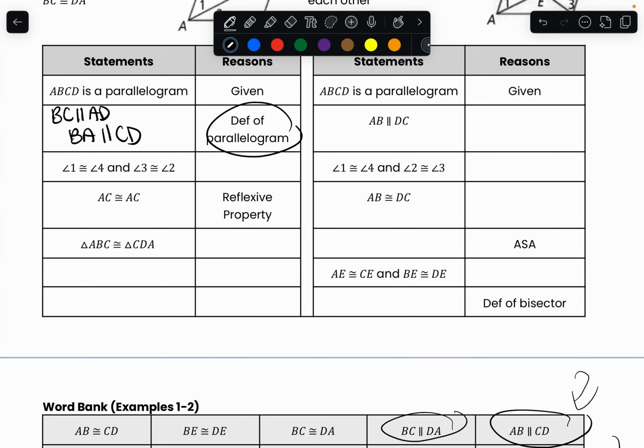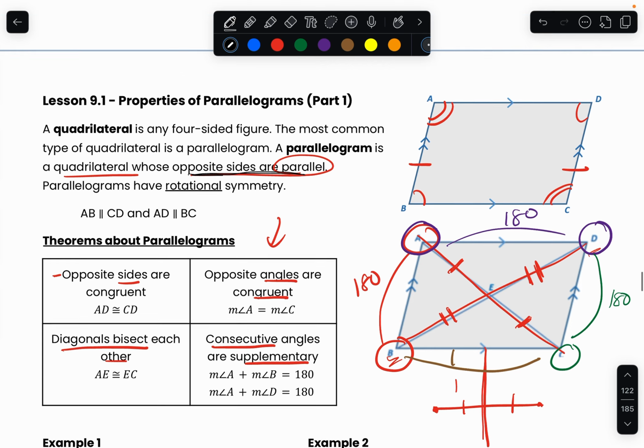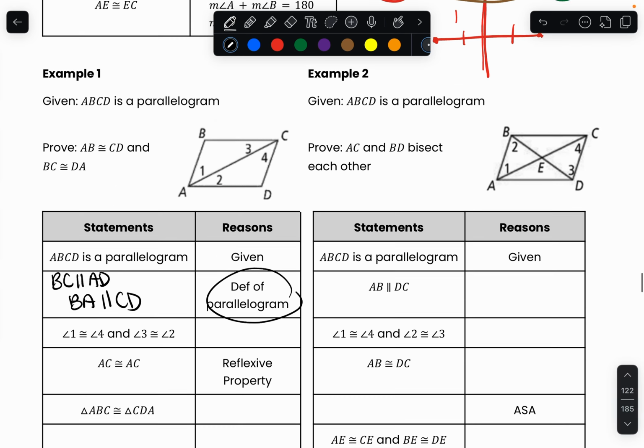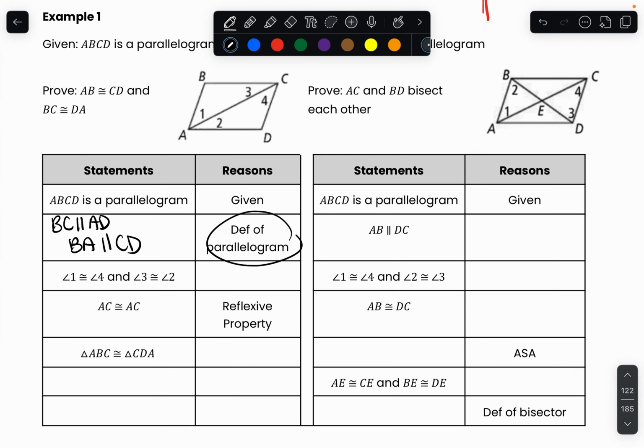If you go back to your definition of a parallelogram, it says a parallelogram is a quadrilateral whose opposite sides are parallel. So therefore, we can claim that BC is parallel to AD, and that BA is congruent to CD, which is one of your word bank options. So we go ahead and fill this in. Now, let me mark this here so we keep track of it.